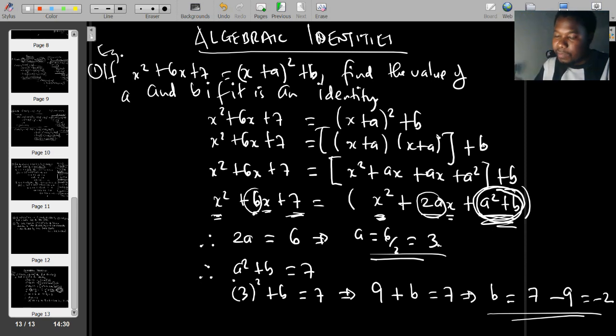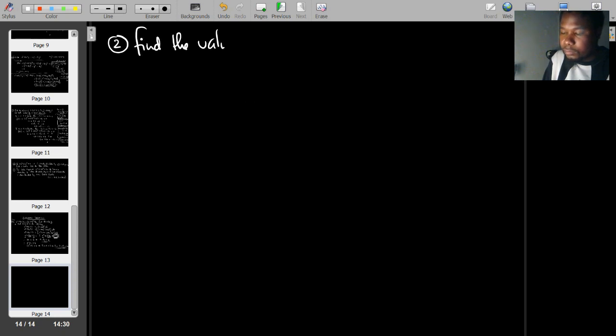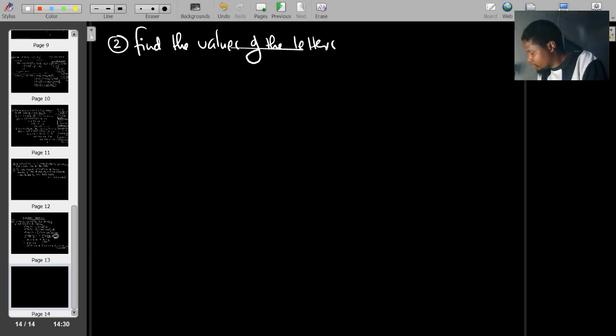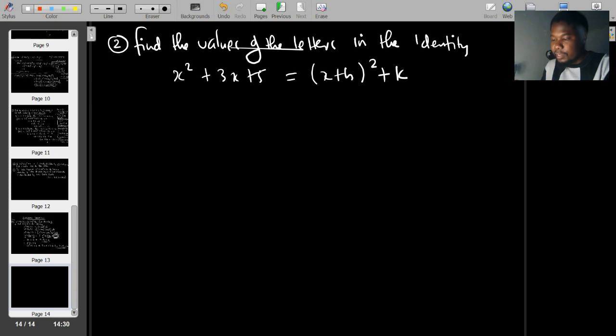All right, now let me give you something that you can do in your own spare time. Number 2: find the values of the letters in the identity x squared plus 3x plus 5 equals x plus h to the power 2 plus k. So they want you to find the value of k and h. That's what I want you to find.